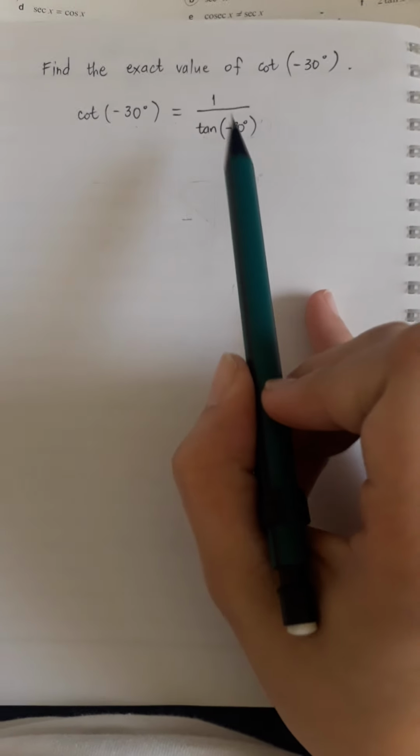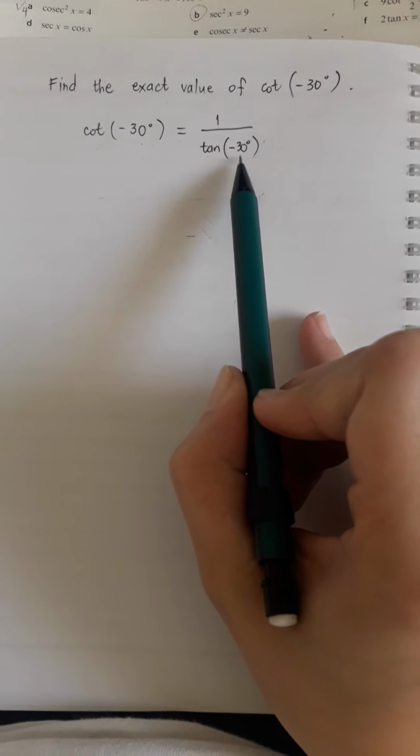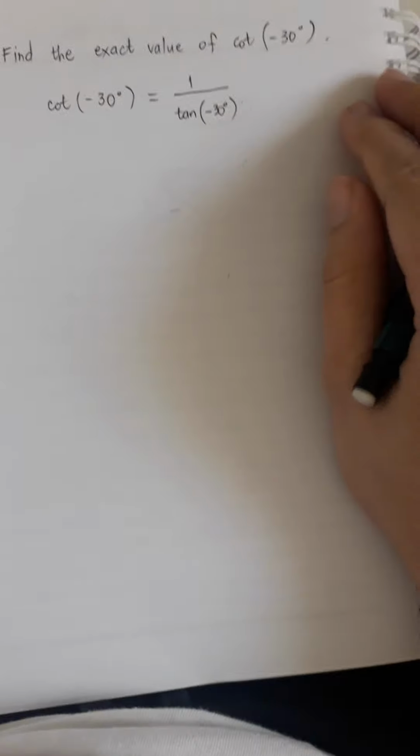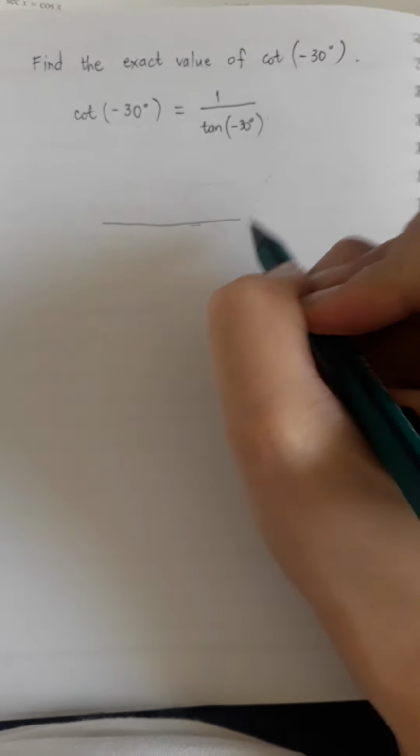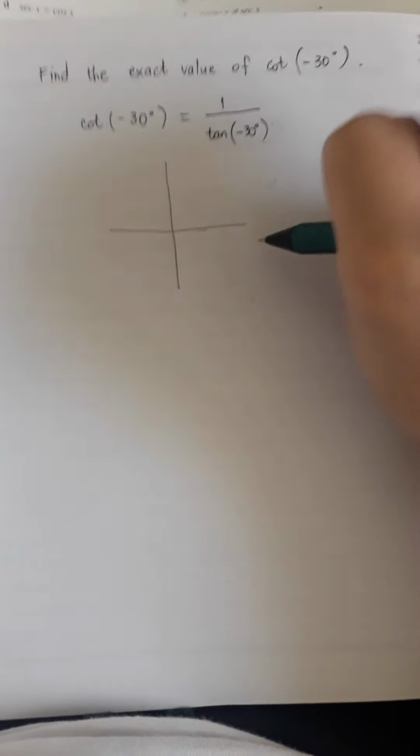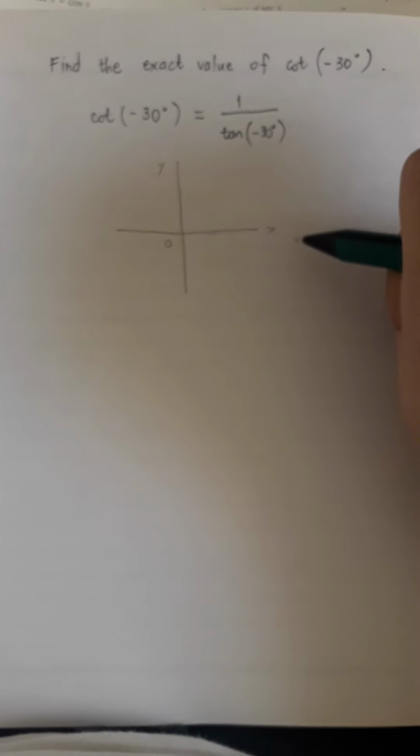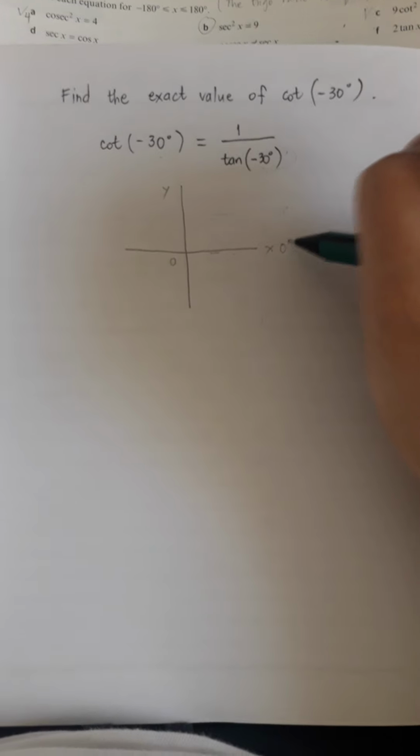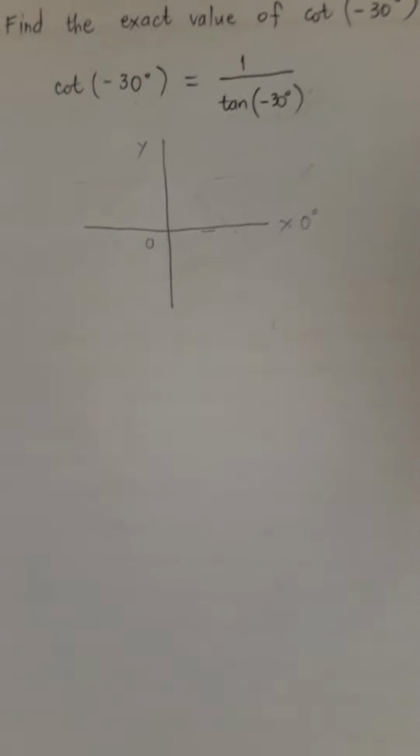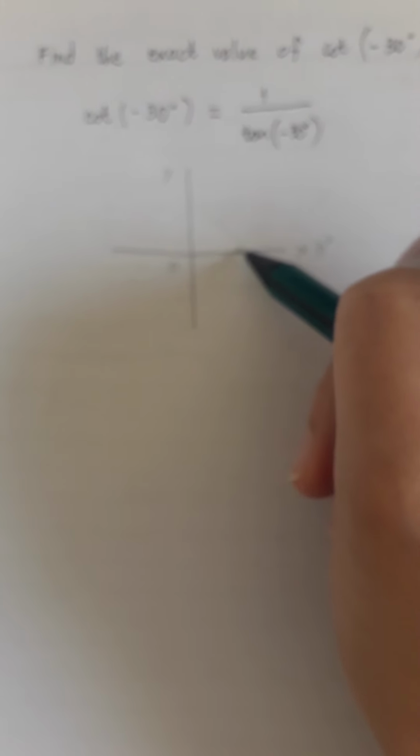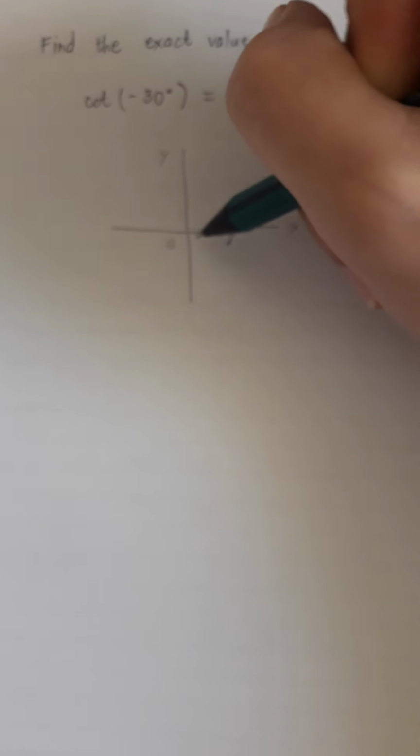We need to locate this angle. Where is this angle in the coordinate plane? The coordinate plane will be your x and y axis. This is x and y. This is the origin. Remember that 0 degrees is on the positive x-axis. Since it's negative, then from here, we have to turn in the clockwise direction. How big is the turn? By 30 degrees. So, let's say this is 30 degrees.